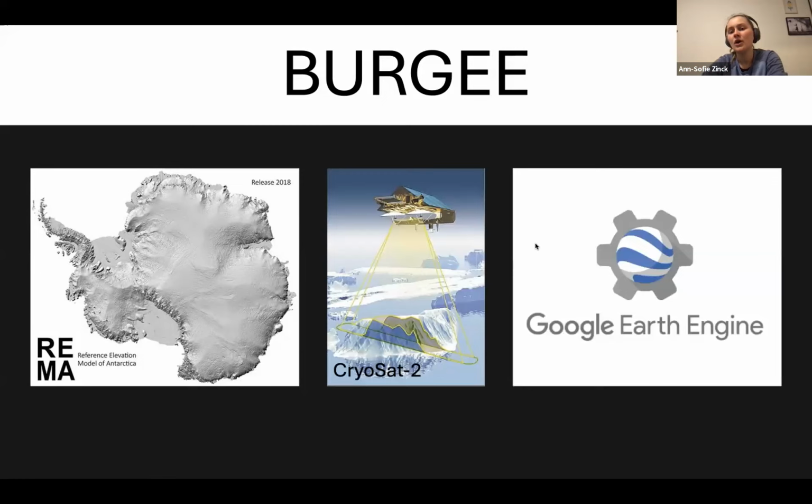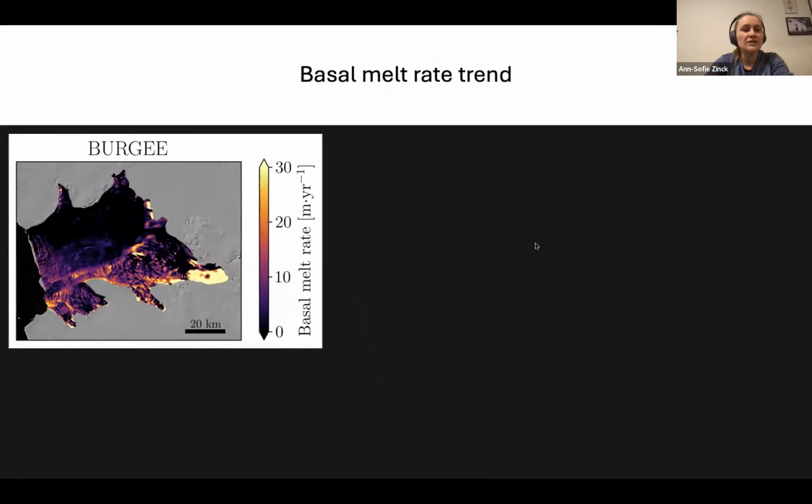And then we make use of the Google Earth Engine. The Google Earth Engine allows us to process a lot of data really fast and really efficiently, and we don't need our own computer power to do so. Another good thing about the Google Earth Engine is that a lot of the data, such as REMA, is already available in the Google Earth Engine data catalog. So we also don't need to download a lot of data, which makes it a really nice tool to use.